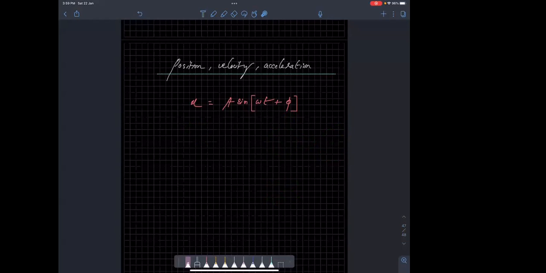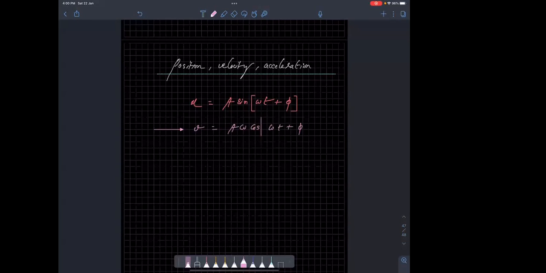And so on and so forth. If minus 1 by 2, then phi will be minus 30, and so on. Anyway, we'll look at that in detail. What about v equals to? V is what? A omega cos(omega t plus phi).